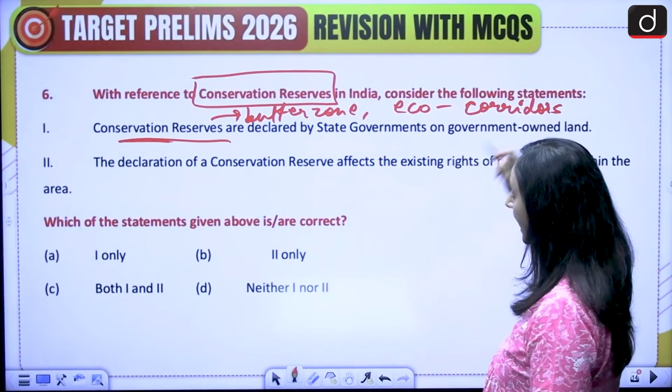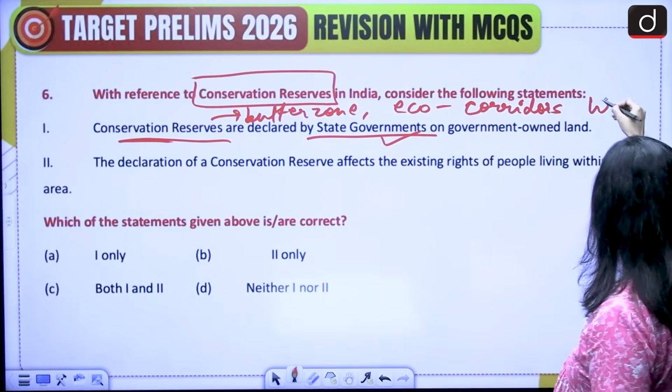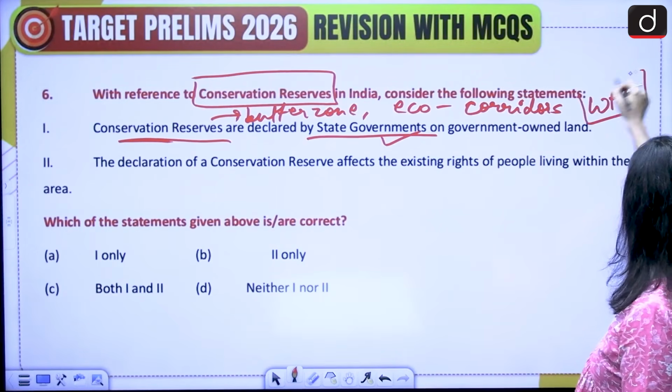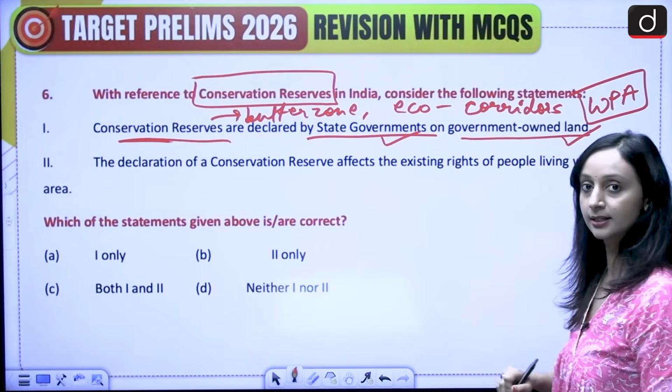Okay. And they are declared by the state government, yes, under the Wildlife Protection Act, on government-owned land. So this statement is correct.